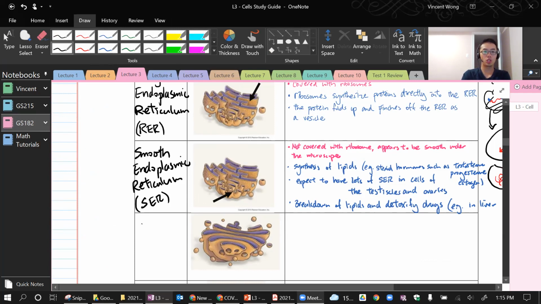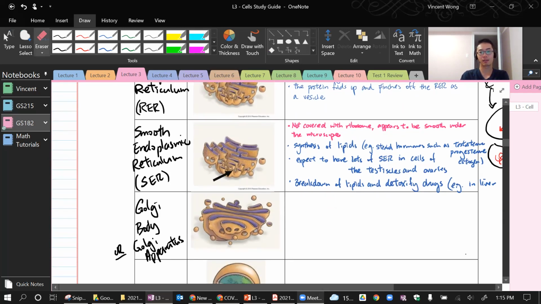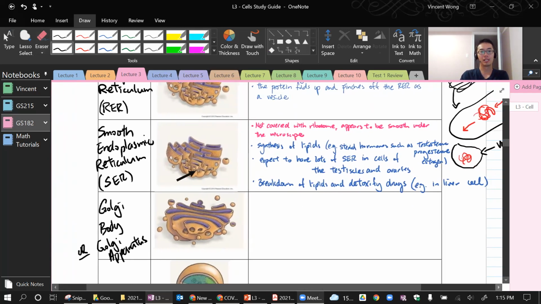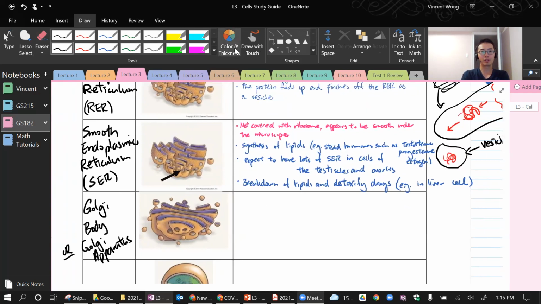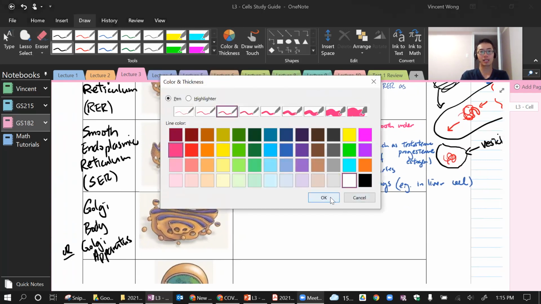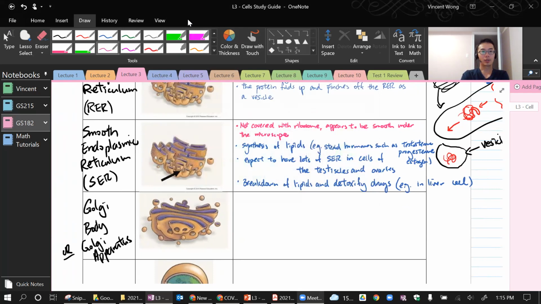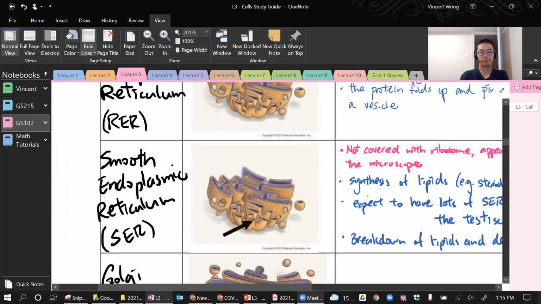So this is the Golgi body, also known as the Golgi apparatus. Depends on what books you read. Like the newer ones, I think they just call it Golgi body because it's just easier, right? It's already complicated enough. We don't have to give it difficult names. But I'm just telling you, just in case you read about it.